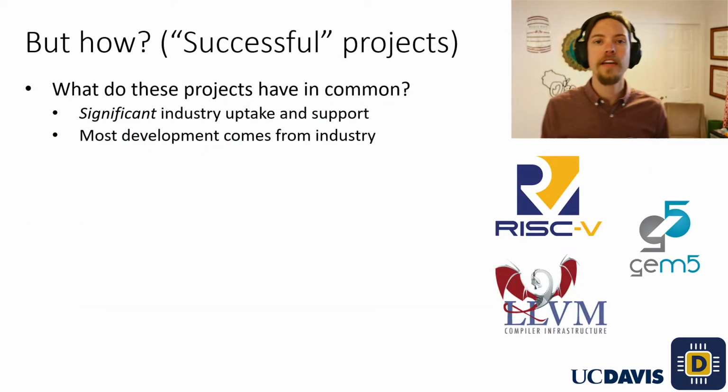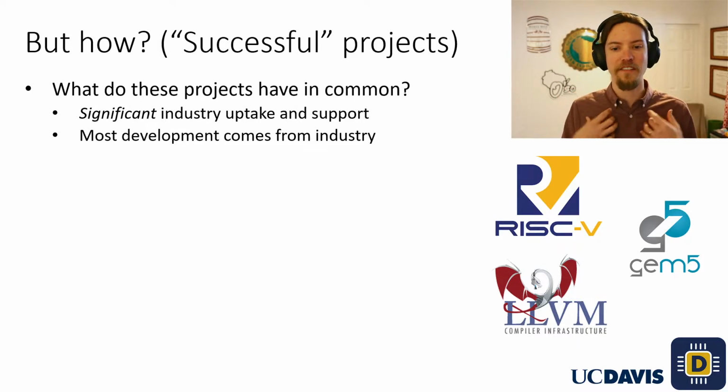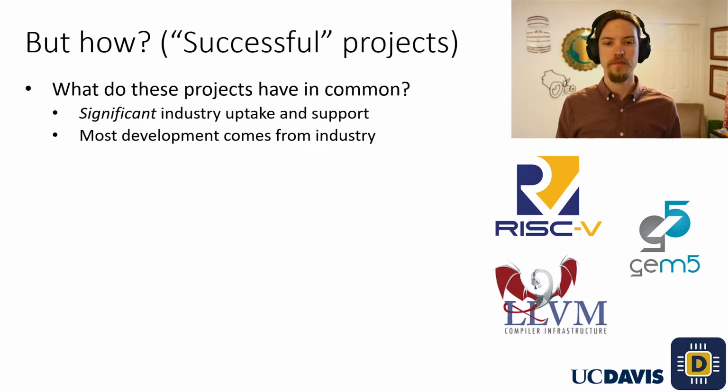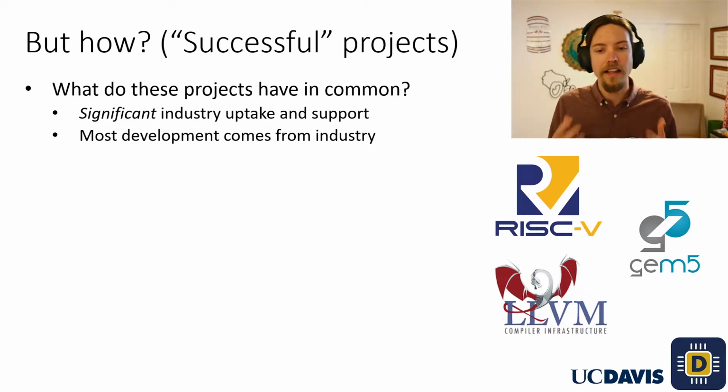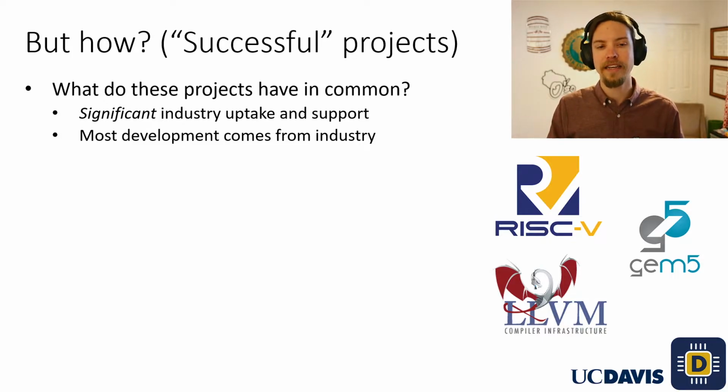Okay, so another way we can look at this is how have successful projects, things that I personally believe have had big impact, what did they do? If we look at things like LLVM and RISC-V, I think are both really good examples, and Gem5 maybe a little bit of an anti-example. What do they have in common? Is that there's huge industry support.